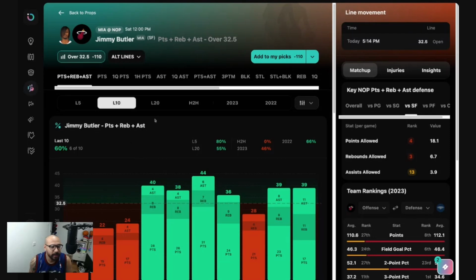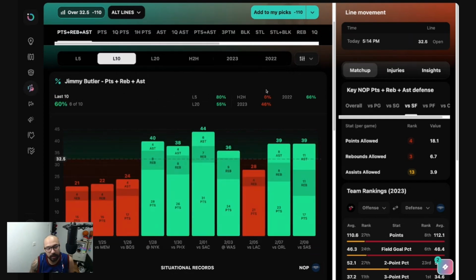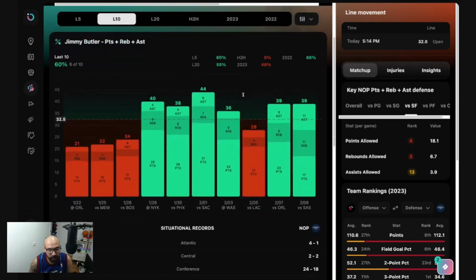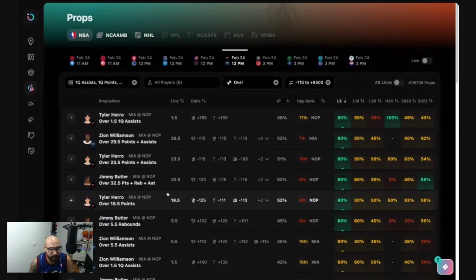Old Jimmy. Head-to-head matchups, he has gone under in 2 consecutive games against the Pelicans. So might be a difficult matchup for Jimmy in this one. Struggled against him in the past, but his recent form is great. But look, he's ticking 1 out of the 3 boxes. So I personally wouldn't take Jimmy, but just got to call out that his recent form is good.